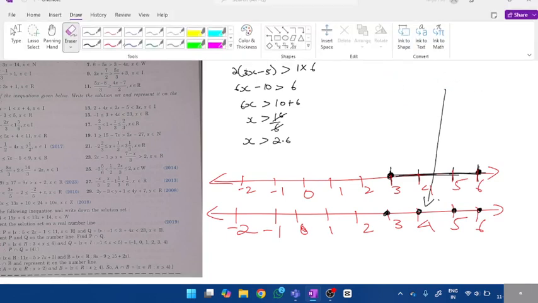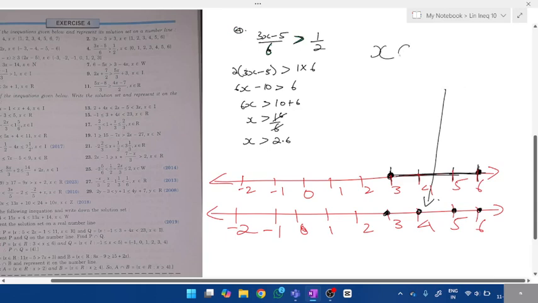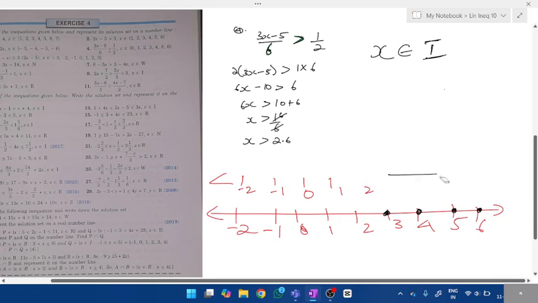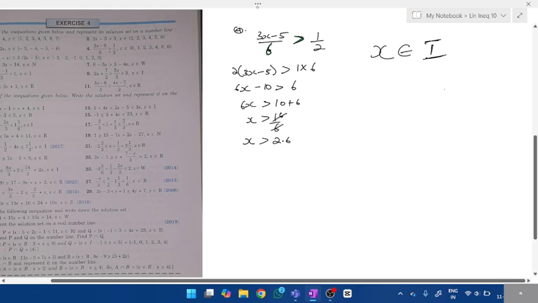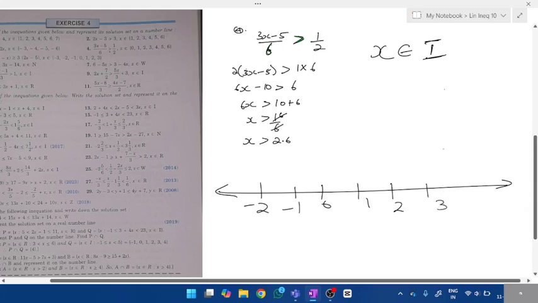What if replacement is not given? They just told x belongs to integer. X belongs to integer. How will you plot this on the graph? Can you tell me how will you plot this on the graph? X is greater than 2.5. X belongs to integer. How will you all plot this on the graph? Is it continuous or what? They have given limit. X belongs to integer.